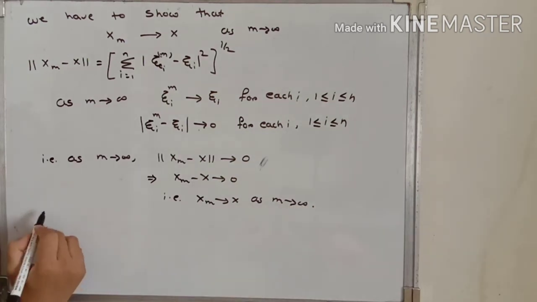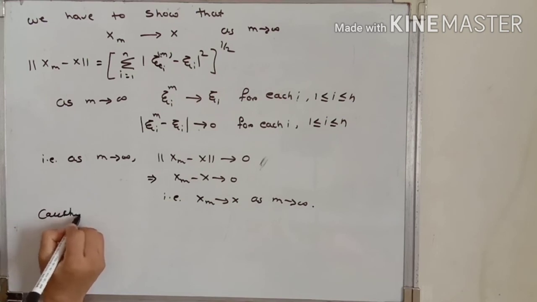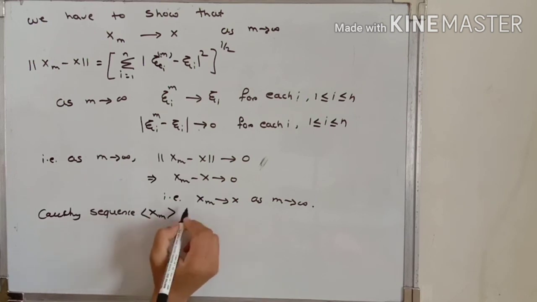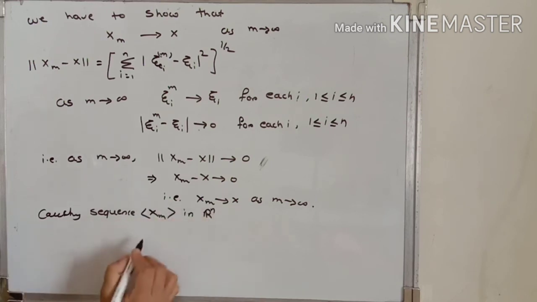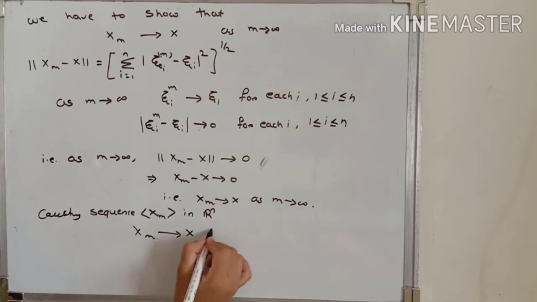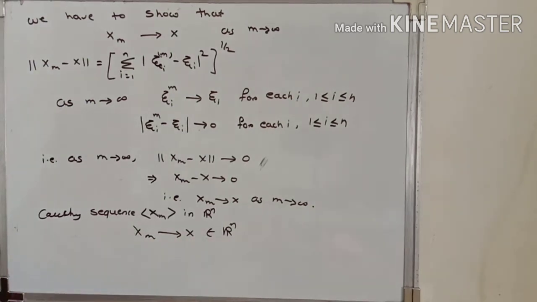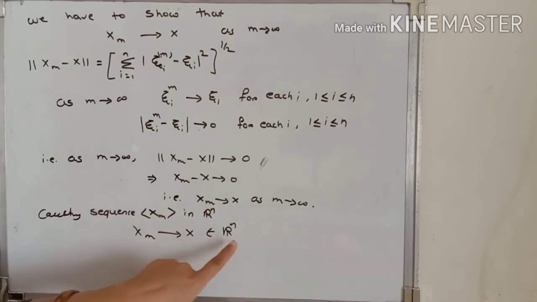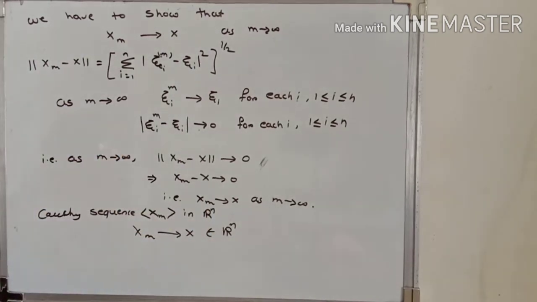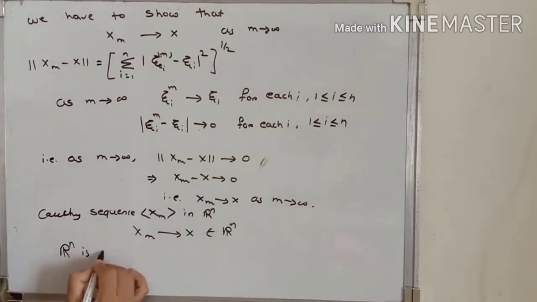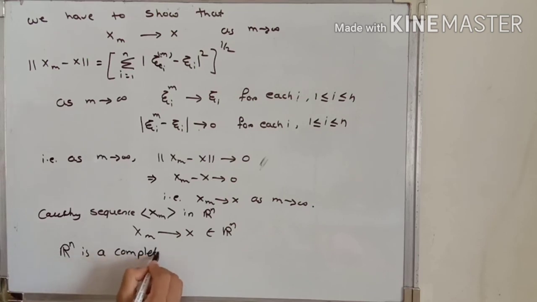Thus we start with the Cauchy sequence x^(m) in R^n, and we get that x^(m) converges to x, and x is an element of R^n. That means every Cauchy sequence in R^n converges in R^n, because here we take x^(m) to be any Cauchy sequence in R^n, and therefore we get that R^n is a complete metric space.